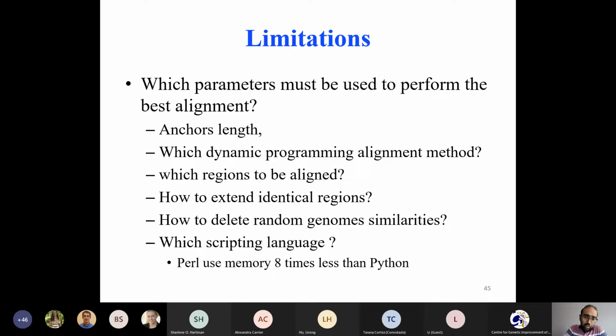We also need to understand which regions to align. Based on the genome that we have, if we can consider two regions with high similarity, we can concatenate them together if the distance and mismatch between them is small, or if we cannot, we do not. It's the same as the other point: how to extend identical regions, and with which parameters we can extend the region that is similar between the two genomes. How to detect random genome similarity. Similarity can be just random, or it can be real, and there is a cause of this similarity.